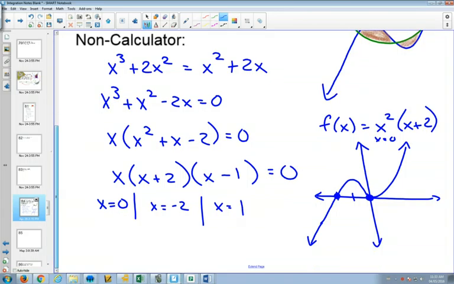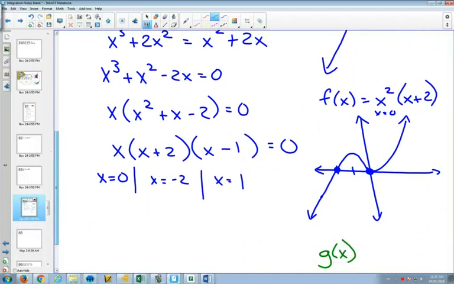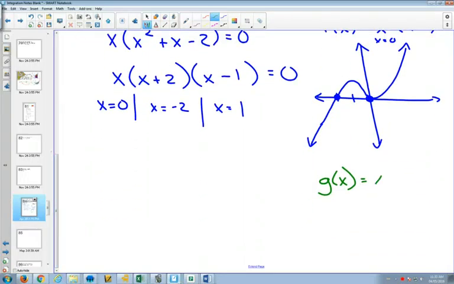For our parabola, which was g of x, g of x was equal to x squared plus 2x. You could factor that as well, x times x plus 2. So it also has those 2 points as x-intercepts, which we already knew that they intersected at those 2 points, but now we can see what this graph is doing.